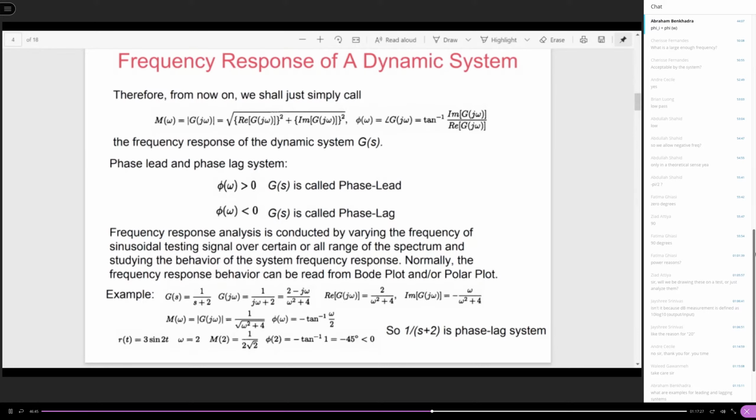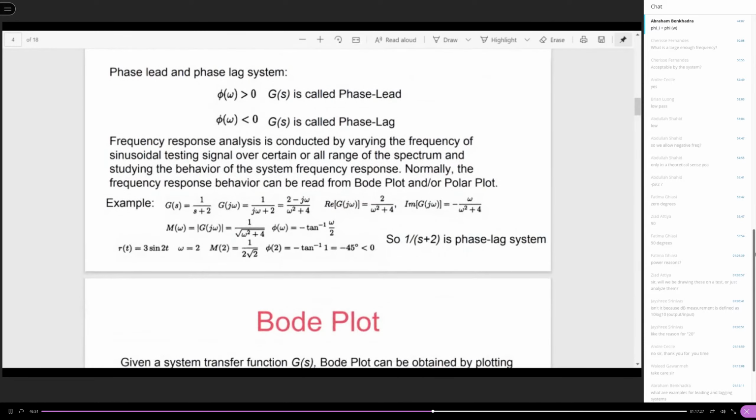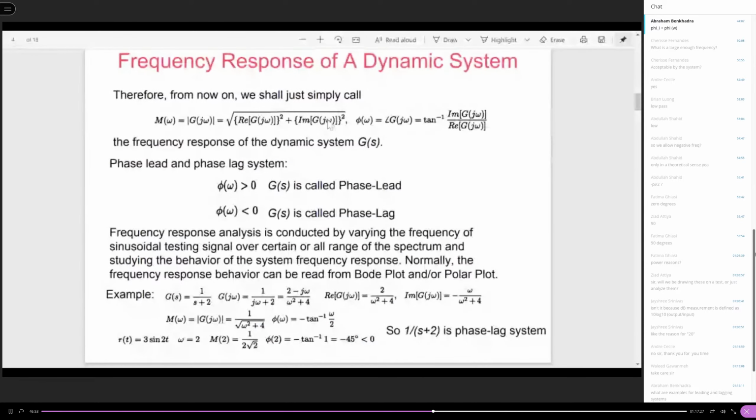So yeah, then it is clear that we now reach an agreement that, in order to understand the frequency response of a dynamic system, I need to examine M of omega and phi of omega. Now the next question is, how are you going to do that?